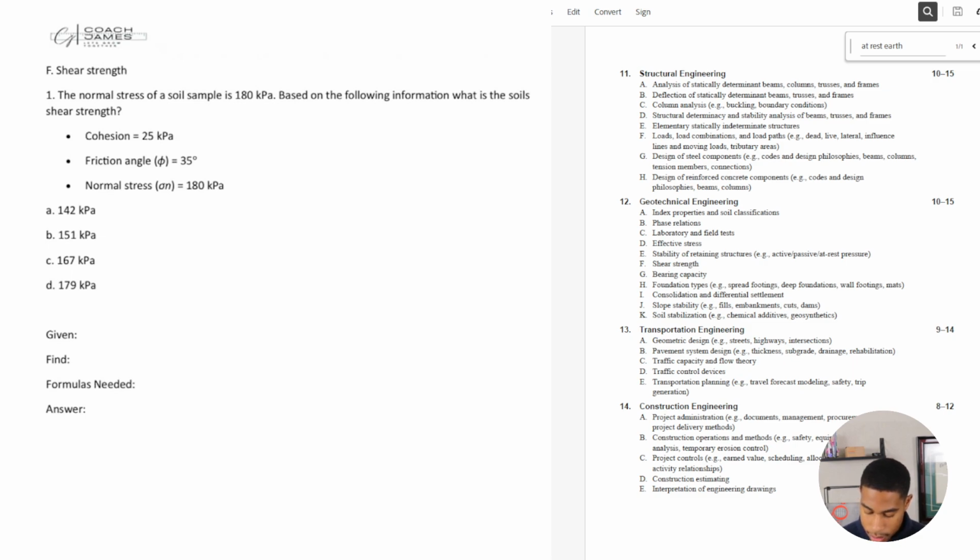Okay, so number one says the normal stress of a soil sample was 180 kilopascals. Based on the following information, what is the soil shear strength? So we have cohesion, we have friction angle, we have the normal stress, which has already been stated. Every time I go through a problem, I write out the given data and then what I'm trying to find. So I'm given cohesion, I'm given this friction angle, I'm also given normal stress, and I'm trying to find shear strength.